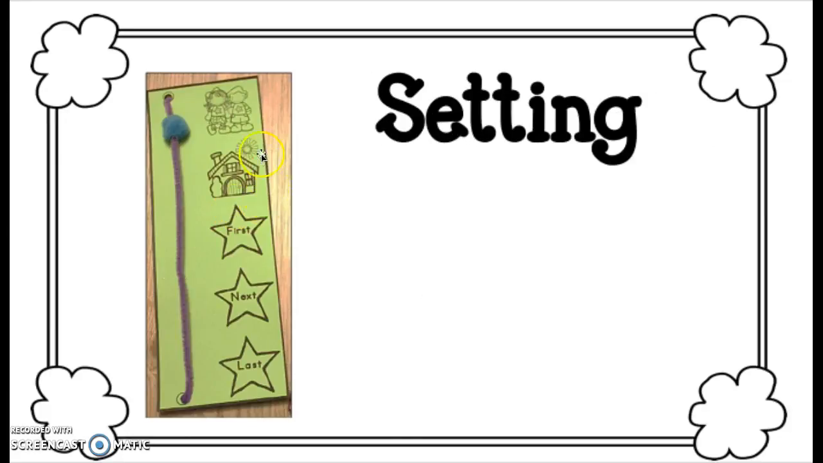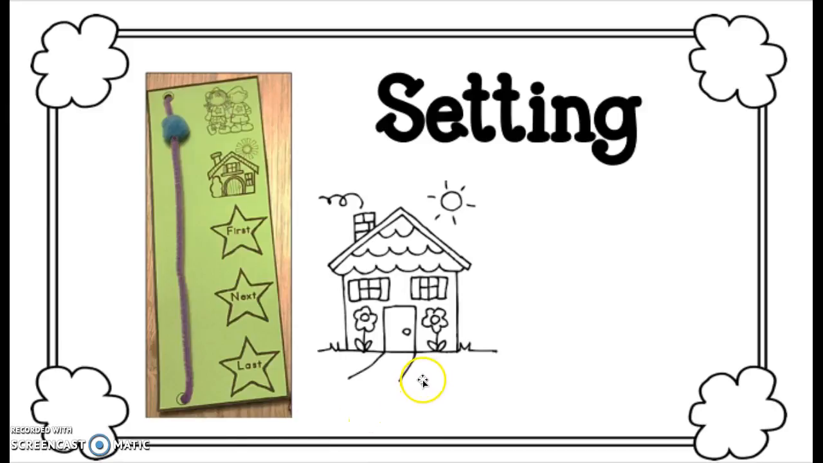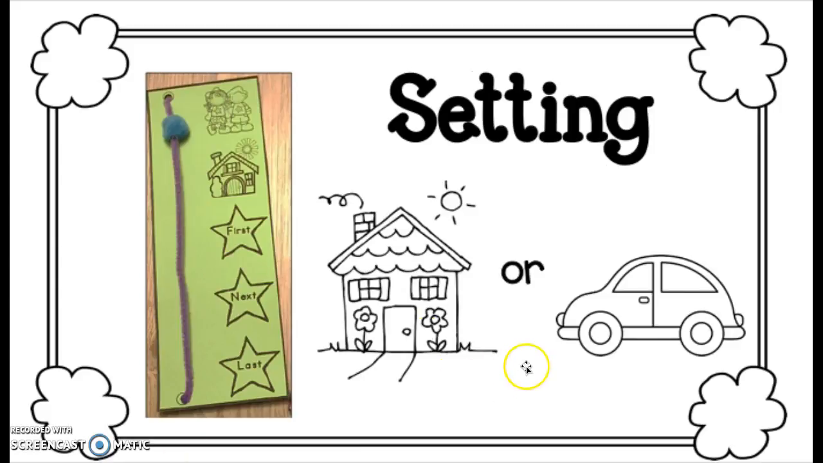Welcome back. This next picture on our slider has a picture of a house, and it's reminding us that we need to talk about the setting. What is the setting of the book? Maybe it was a house in the country, or a car. Maybe they were in the car driving to the park. Pause the video right now so you can think about what the setting was of the book you just heard.